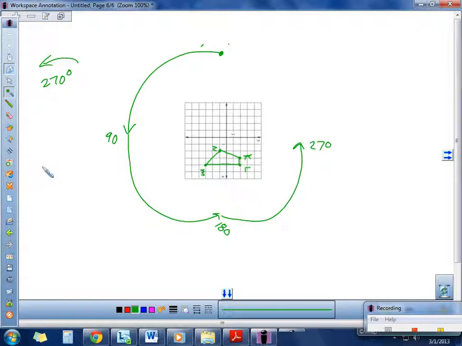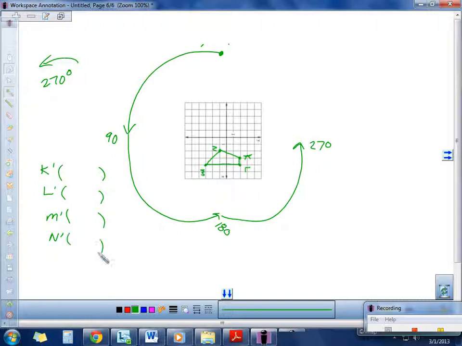So we have K, L, M, and N. And these are our new points, so they get the prime symbols. And our coordinates always have parentheses, and the points are separated by commas. I'm going to write down the new points in their new location. So if I realize that the K is right 2, down 3, there's my new point for my K prime, (2, -3).